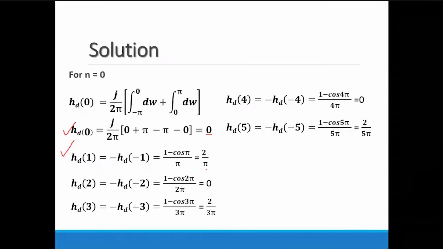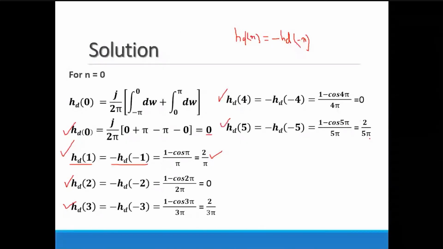So as we have written HDN, using the antisymmetry condition, HDN is equal to minus of HD minus N. Now here I am taking HD1. I am applying the equation for that. Answer is 2 upon pi. And here, which is same as minus HD of minus 1. Similarly, we calculate the value of HD2, which is 0. HD3, 2 upon 3 pi. HD4, 0. HD5, that is 2 upon 5 pi.